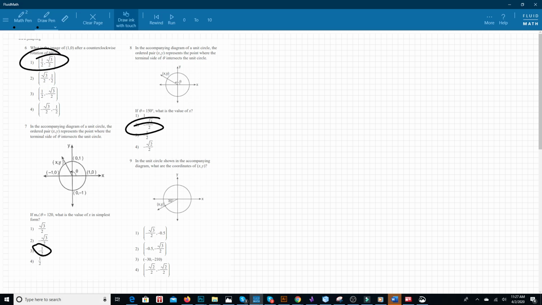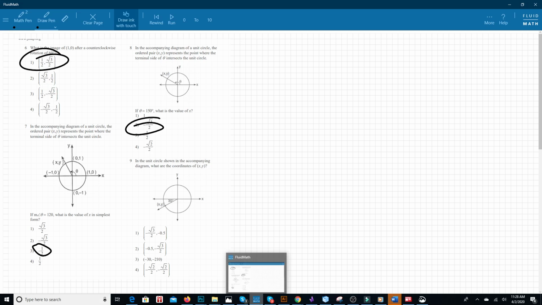Right? Then finally we have 9. In the unit circle shown in the accompanying diagram, what are the coordinates of x and y? Right now we're given 30 degrees, right? They should really have stated whether this was going to be a standard or a regular angle. So we want to know the coordinates of 30 degrees.